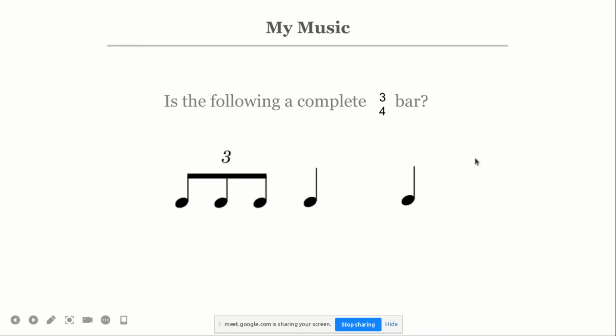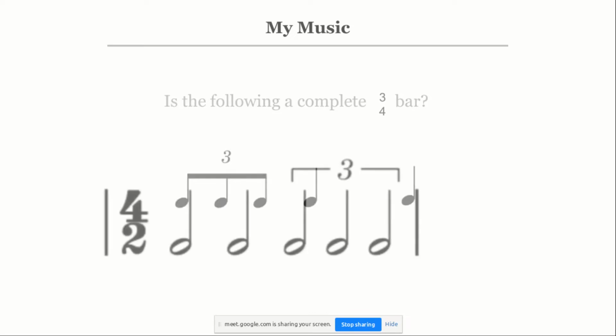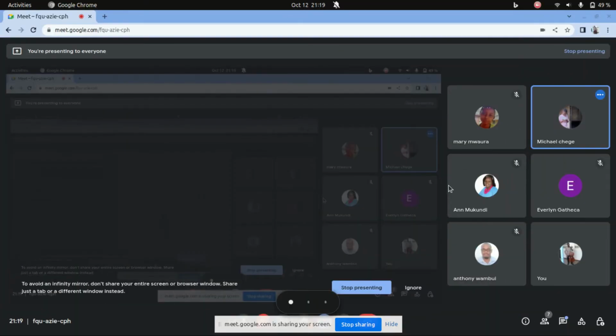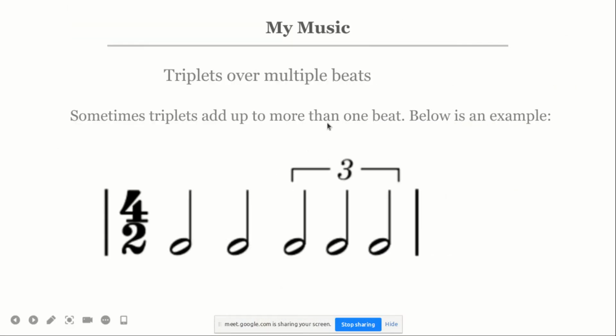So, tell me, Michael, is this a complete 3/4 bar? Michael, is this a correct, complete 3/4 bar? Yes. Okay. Ann, have you understood what triplets mean? Yes, I have. Kindly explain to me how this one is 4 minims in a bar.